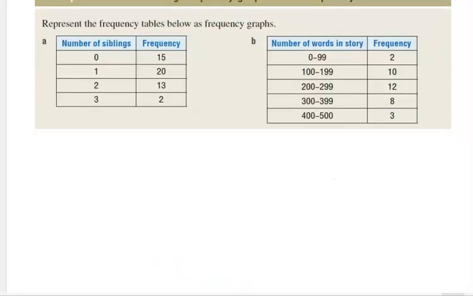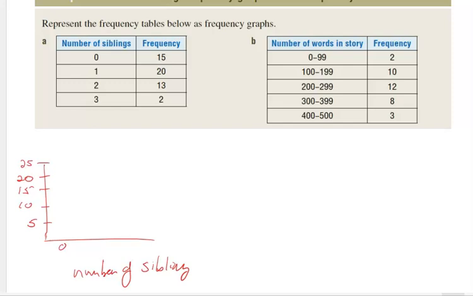So for this one, we do need an x and y axis because we'll have the frequency on the left-hand side. And this is the number of siblings on the x-axis. So we're going to do it as what looks like a histogram. 5, 10, 15, 20, and go up to 25. Okay, so our first one, the number of people that have 0 siblings is 15. So I'm actually going to use this as almost like a range there.